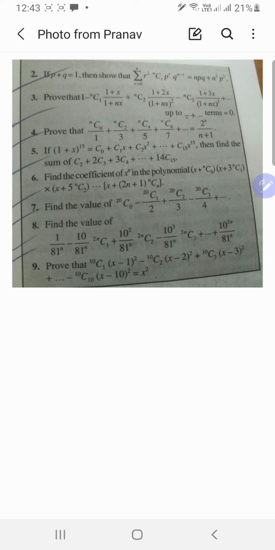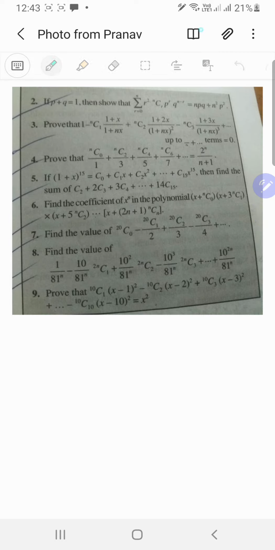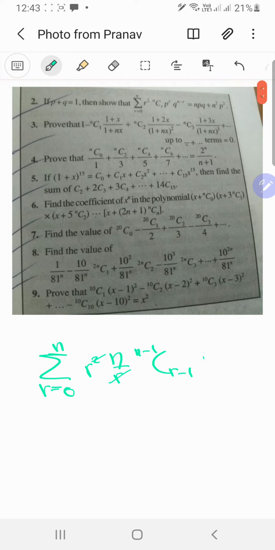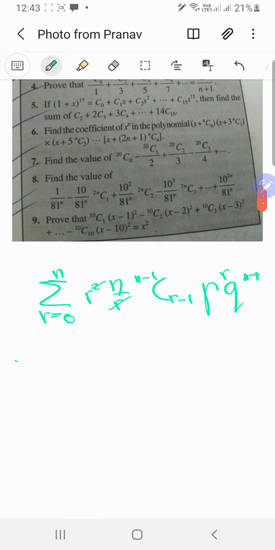What can we do? Well, let's see. So first of all, we can write this sum. What is this? This sum from r equals 0 to n of r squared nCr, well, we can write that as r squared into n upon r into n minus 1 C r minus 1. So this cancels, so we just get rn, and then you've got the other stuff, which is p power r q power n minus r. That's going to be the sum from r equals 0 to n.